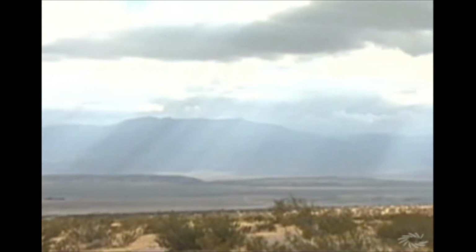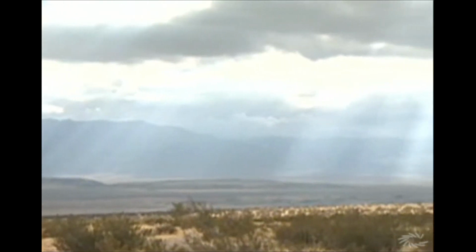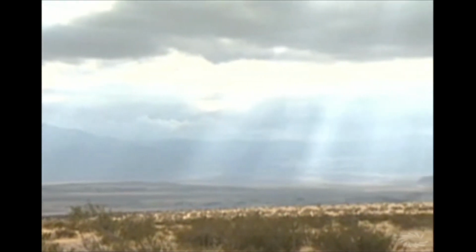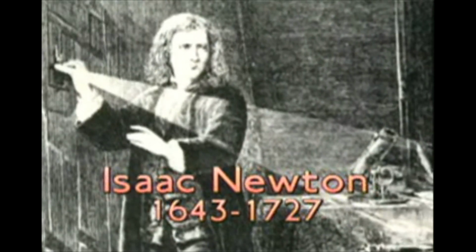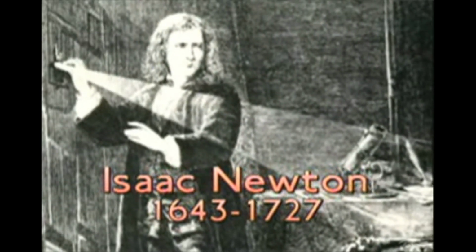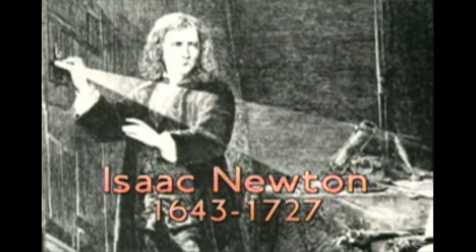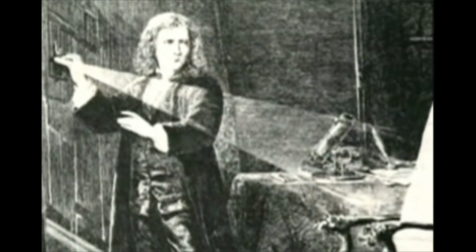Light has long been a fascination of scientists, but it travels so fast that it was very difficult to study. Isaac Newton, the brilliant English physicist who lived in the 17th century, believed that light was made up of extremely small particles, but he could not explain how it traveled.